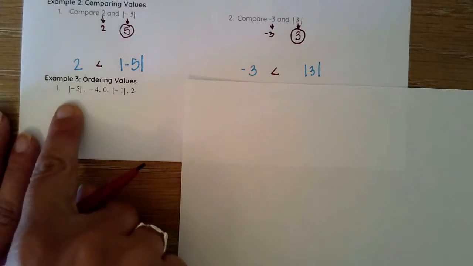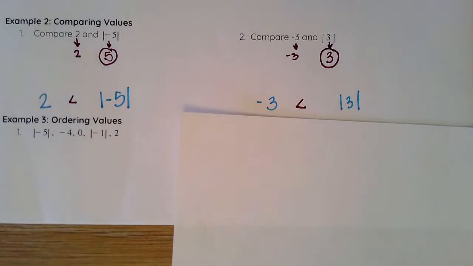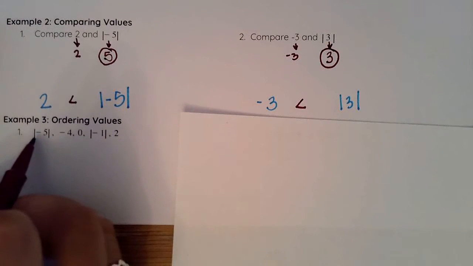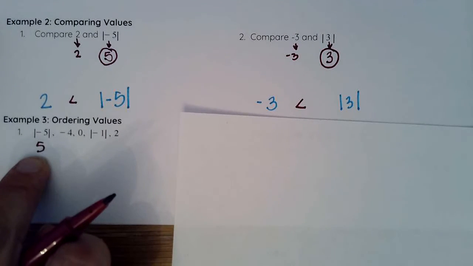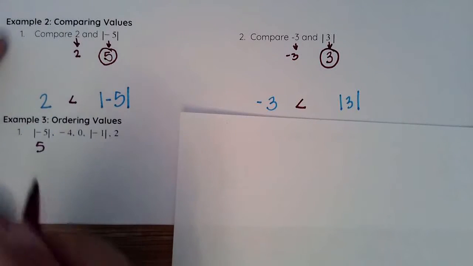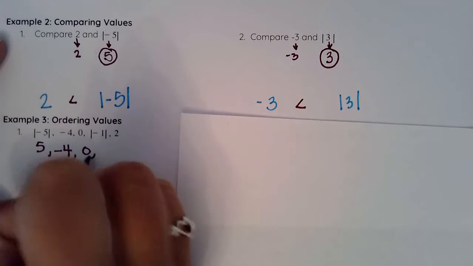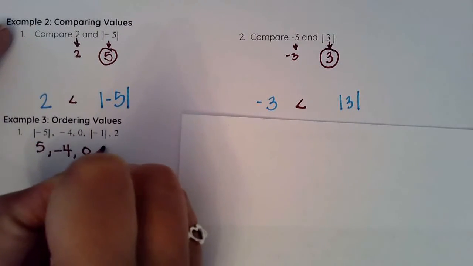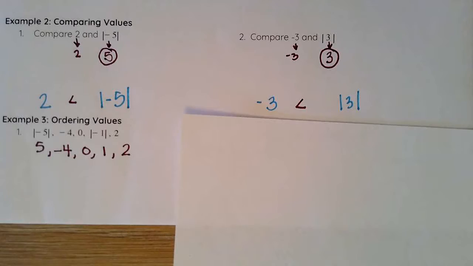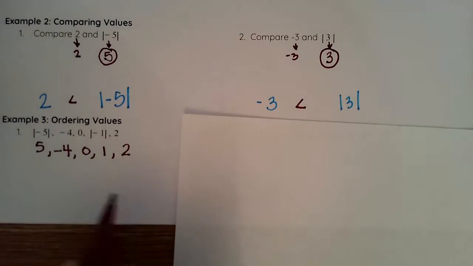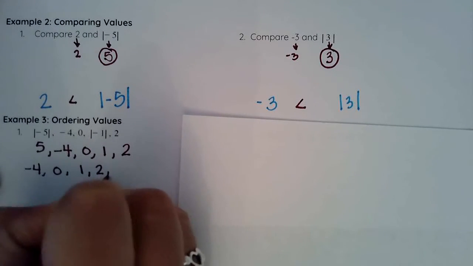Now, we can do that down here as well when we are ordering our numbers from least to greatest. So if I want to put these values in order from least to greatest, I'm going to want to simplify again. So I say, okay, what's the absolute value of -5? Well, that's 5. This is an easier number to manage. So I'm just going to simplify it for now. -4 stays, 0 stays, the absolute value of -1 is +1, and then we have 2.